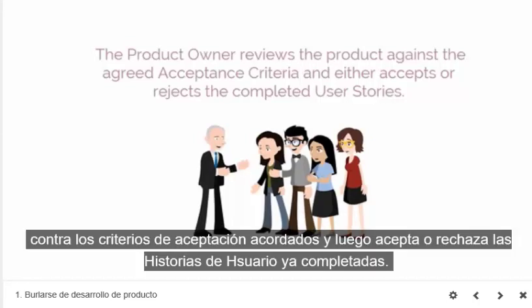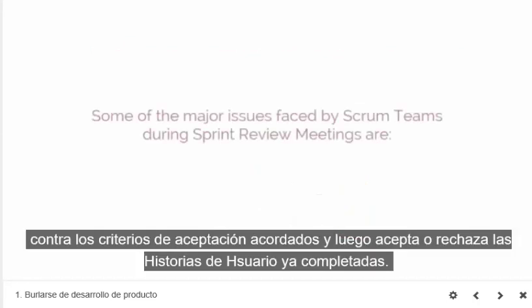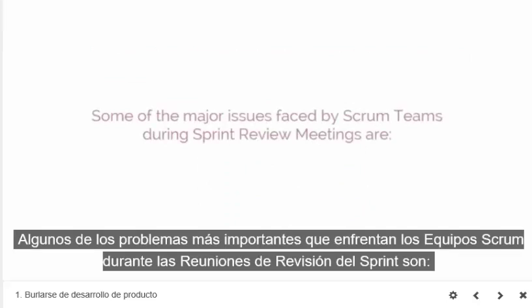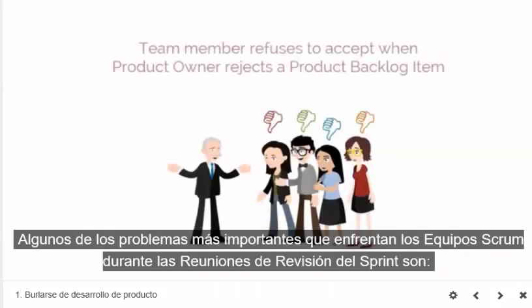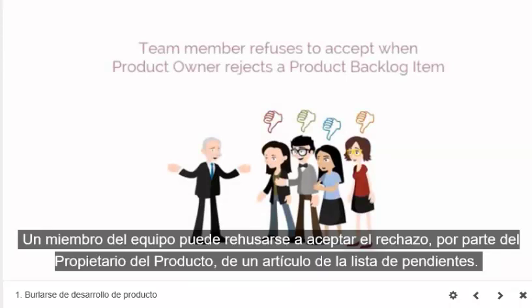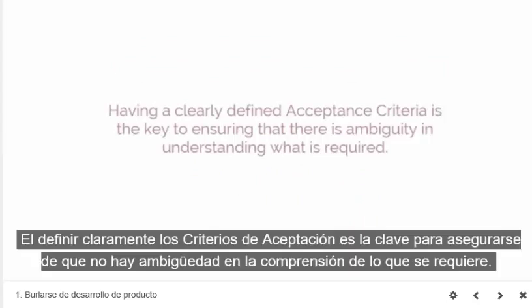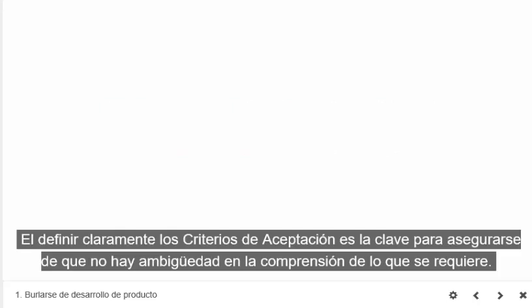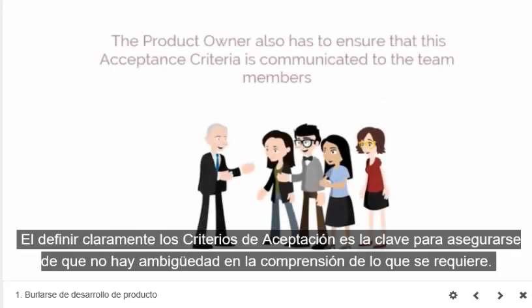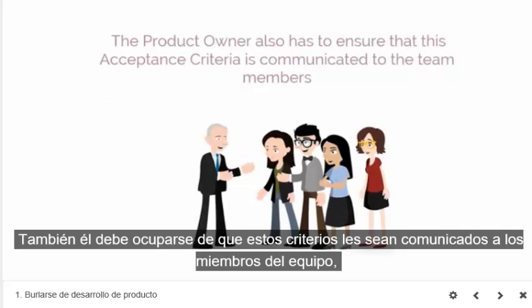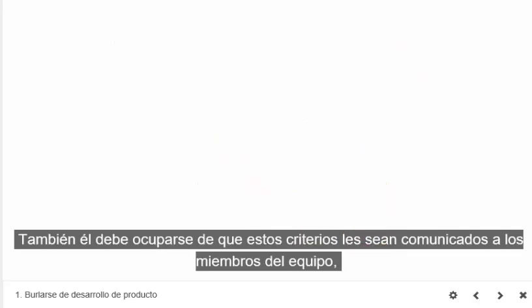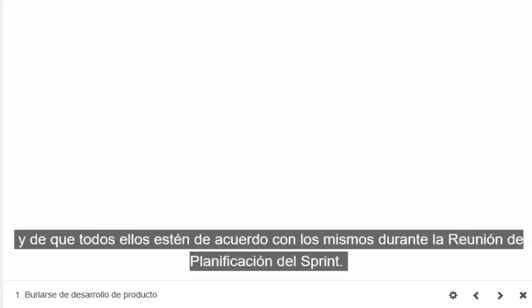completed user stories. Some of the major issues faced by Scrum teams during sprint review meetings are: a team member may refuse to accept rejection when the product owner rejects a product backlog item. Having a clearly defined acceptance criteria is the key to ensuring that there is no ambiguity in understanding what is required. The product owner also has to ensure that this acceptance criteria is communicated to the team members and that all members of the team are in agreement with the acceptance criteria in the sprint planning meeting.